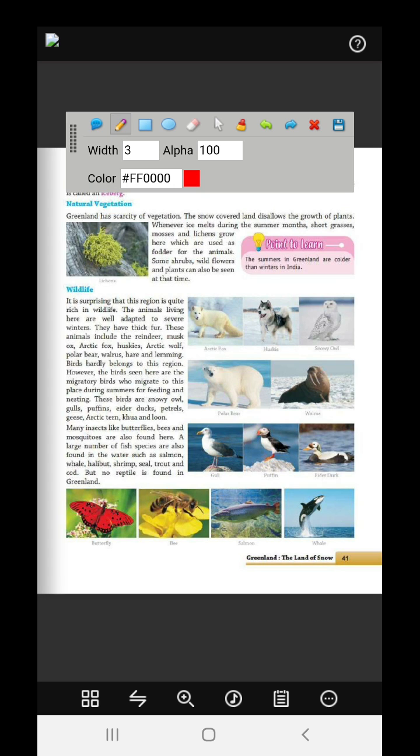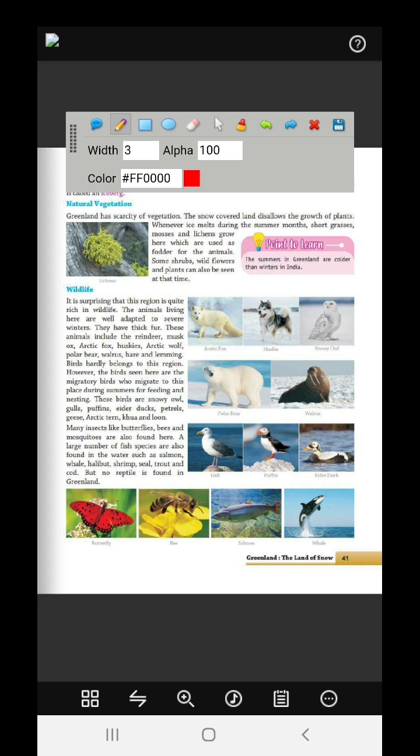Now, natural vegetation. What do you think? Harsh climates, that means obviously there will be a scarcity of vegetation. A snow-covered land dissolves all the growth of plants. Whenever the ice melts during the summer months, grass, mosses and lichens grow over here, but not tall and big plants because they need time. They need summer and winter months to grow. So, no such large plants, only underdeveloped plants such as mosses, lichens, etc.